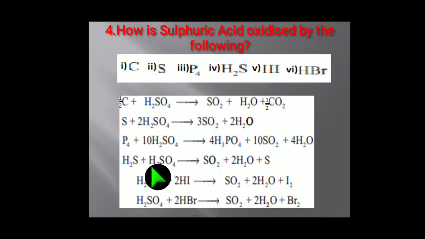So the following equation, these are the points we have just seen. Finally we can decide sulfuric acid oxidized carbon, sulfur, phosphorus, hydrogen sulfide, hydrogen iodide and hydrogen bromide. Let's move to the next question.